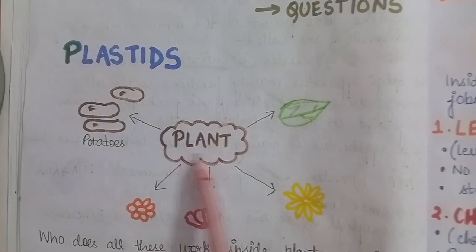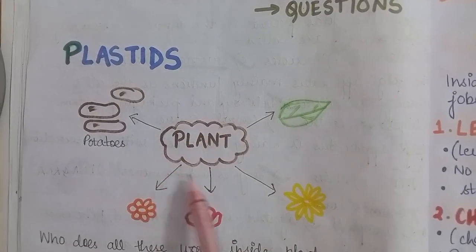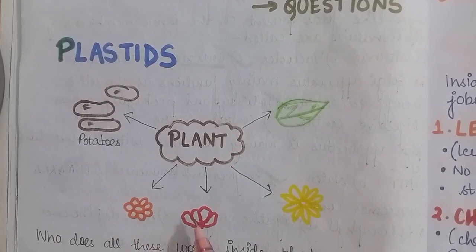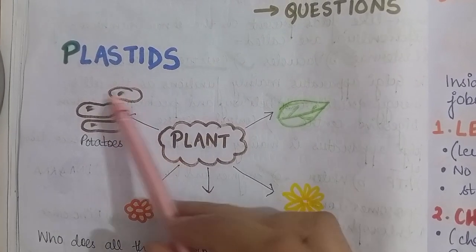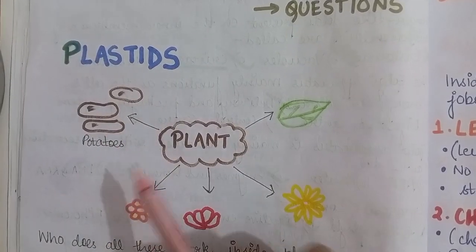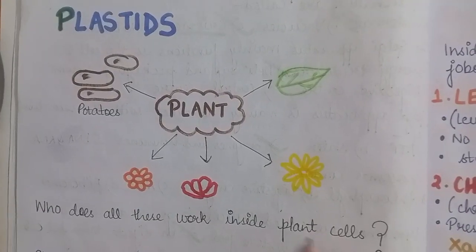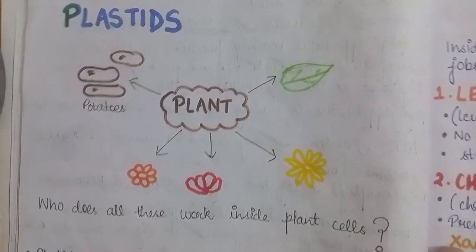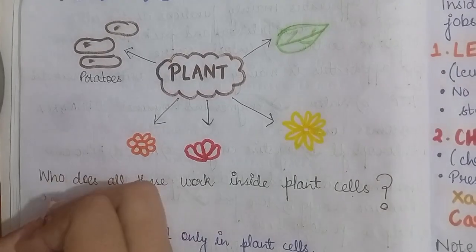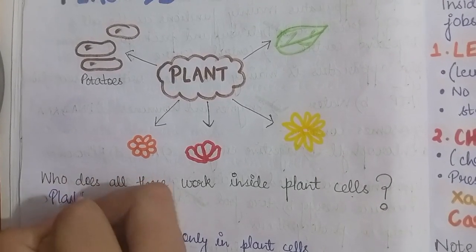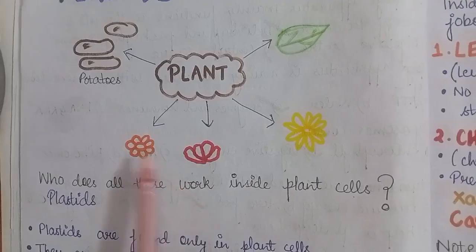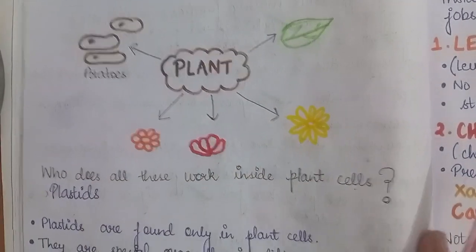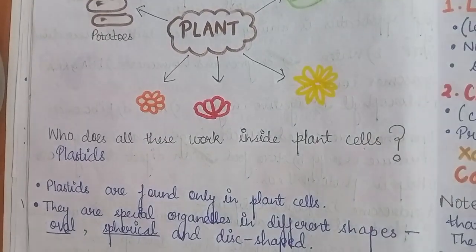Okay, so in plants we see parts of different colors, like leaves are green, and we see flowers of different colors like orange, red, yellow, and we see potatoes storing starch. So who does all this work inside plant cells? Who is responsible for storing or giving different colors? The answer is plastids. Plastids are responsible for such different kinds of changes. So let's begin understanding plastids.